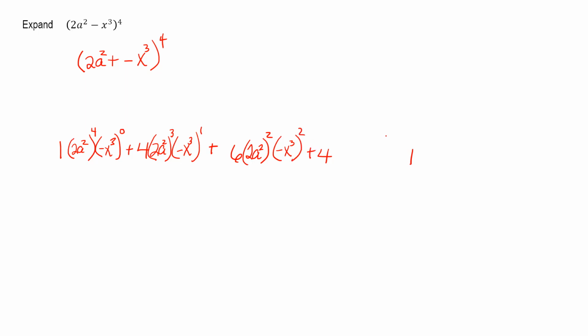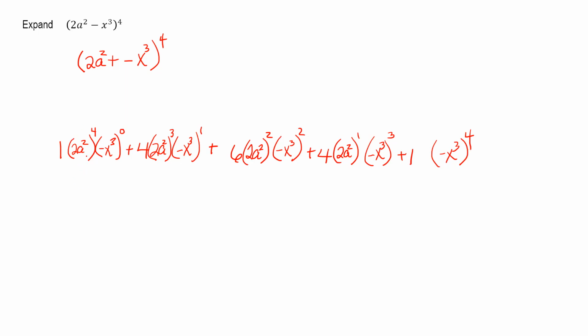Then you've got your 4 for your coefficient on the fourth term, and 2a squared is now down to the first power, and negative x cubed is up to the third power, and then your final term is just negative x cubed to the fourth power. All right, so now you have to go back and clean all this mess up.